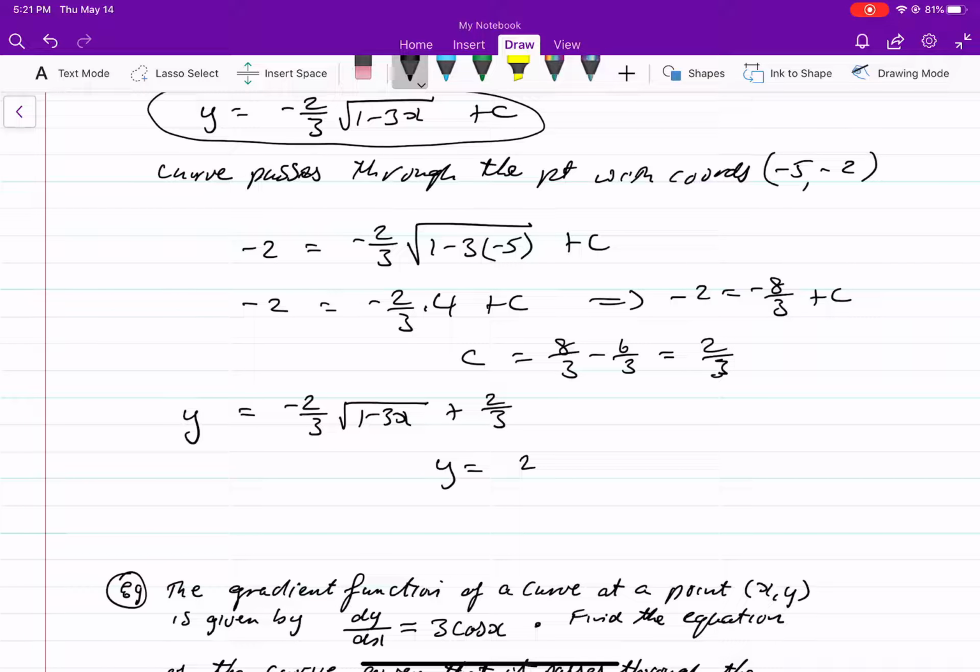Oh, I can factor out the entire 2/3. Y is equal to 2/3 into 1 minus the root of 1 minus 3x.